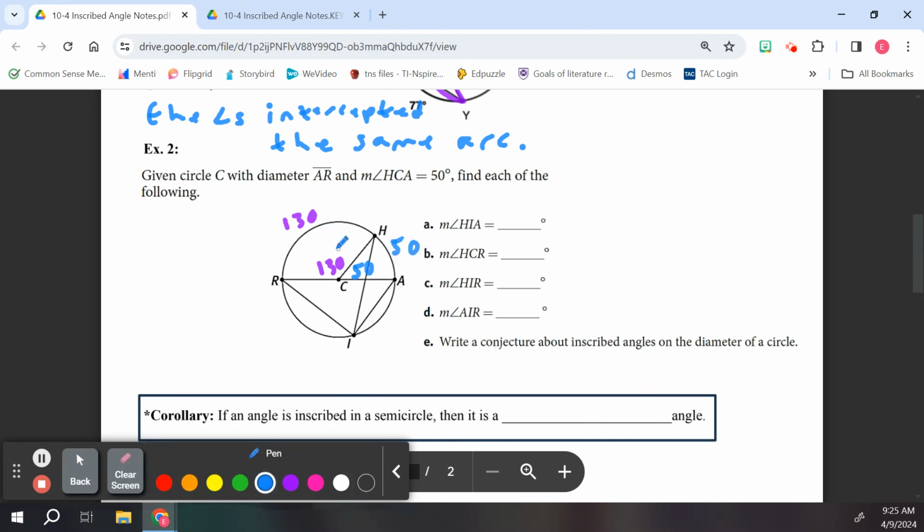All right, so let's see what we can find here. We have HIA. So here is H to I to A. So HIA is going to be half of 50, which gives us 25. We have H to C to R. We found that. That was 130.